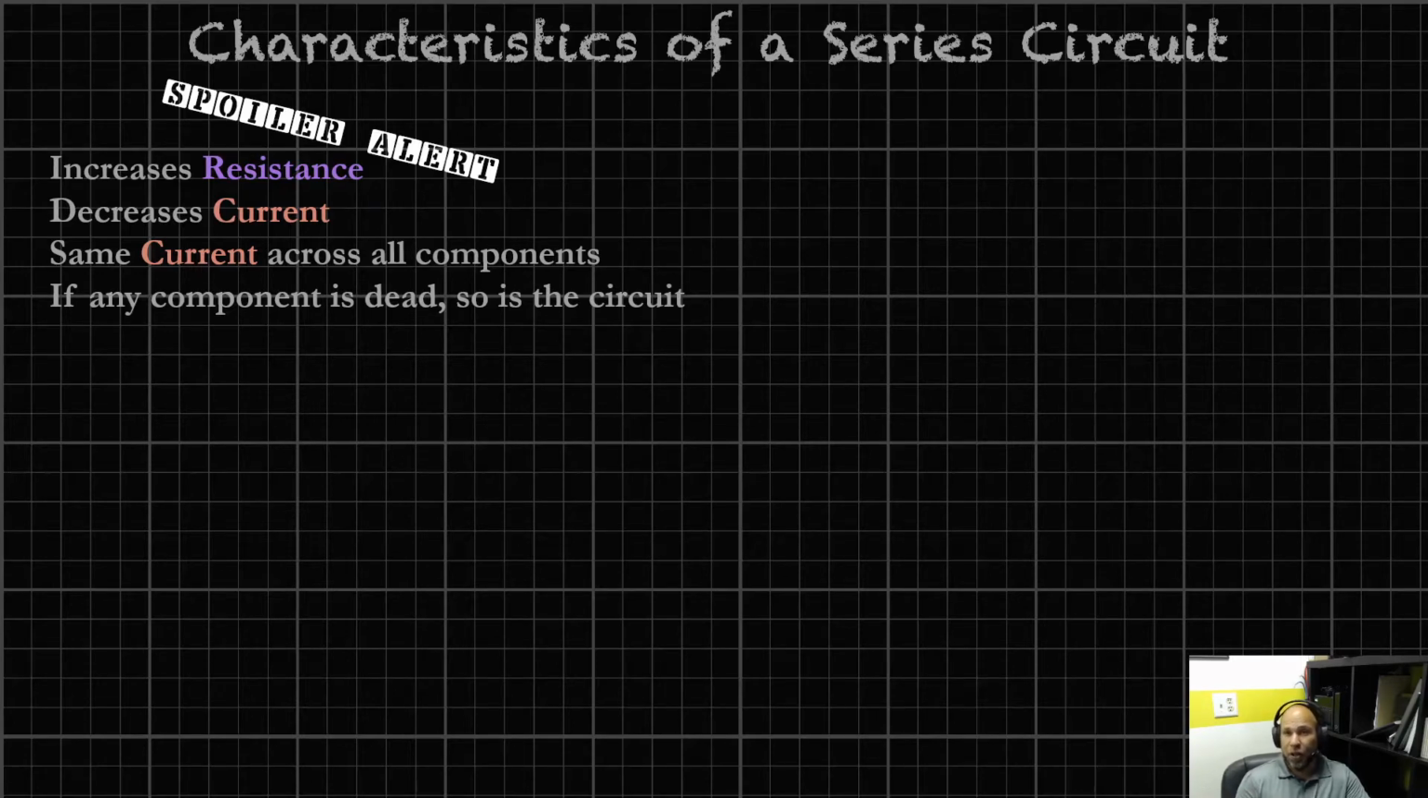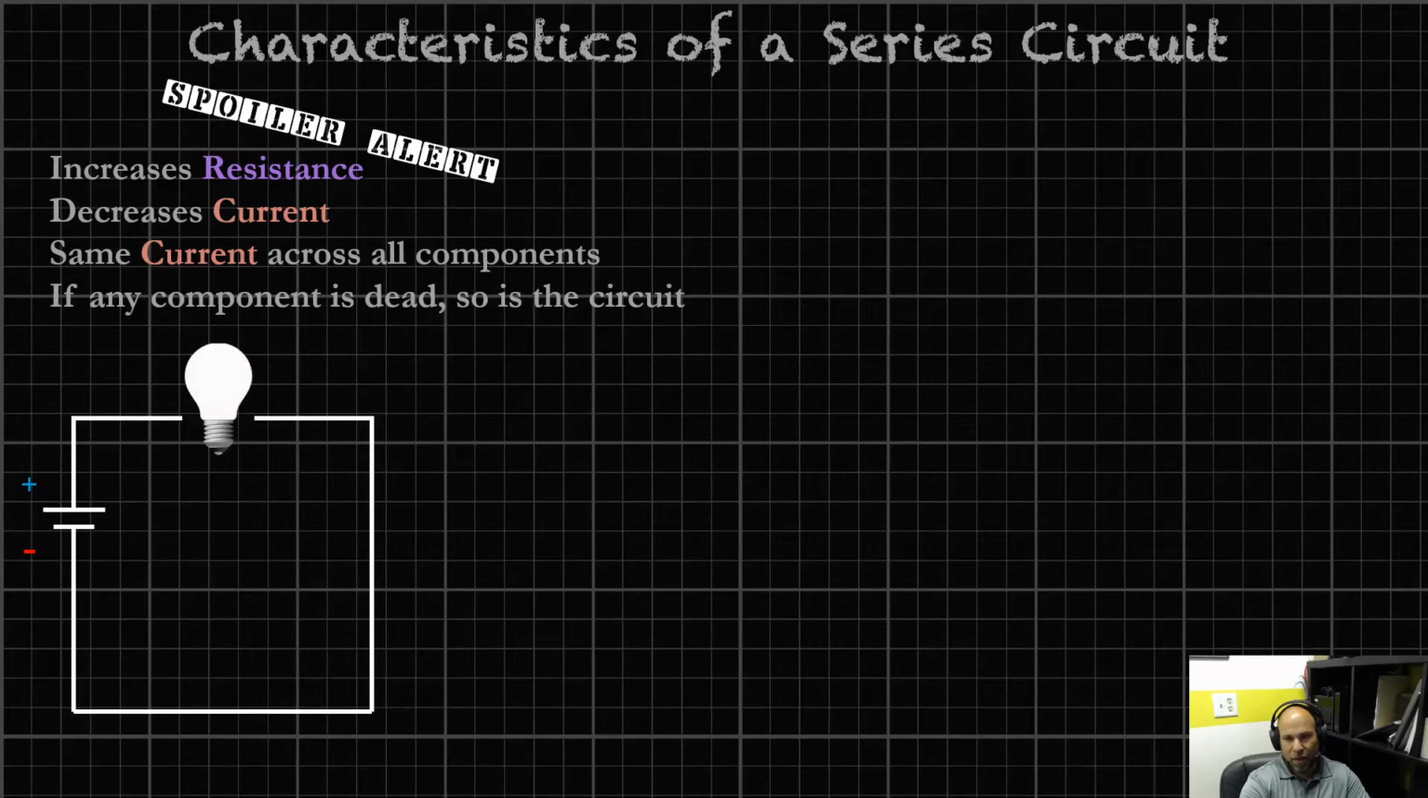It's important to note, however, and for those of you taking this test coming up, it is important to note, however, that the same amount of current is running across all components. Also, if any component in a series circuit dies, the entire circuit is nullified. It's also dead.